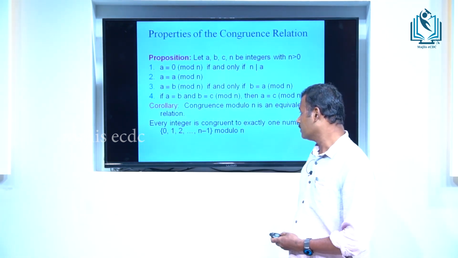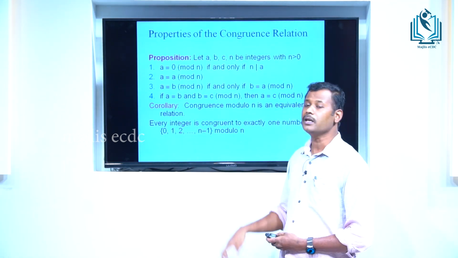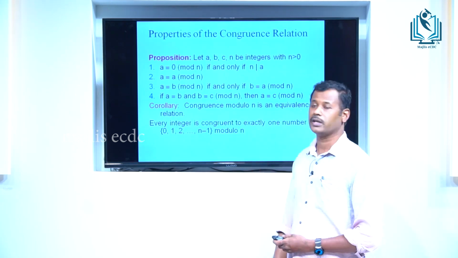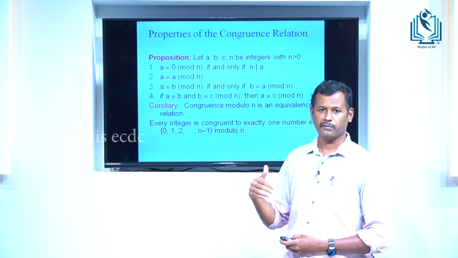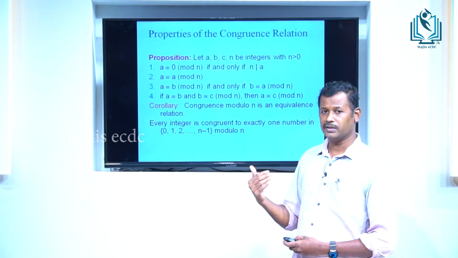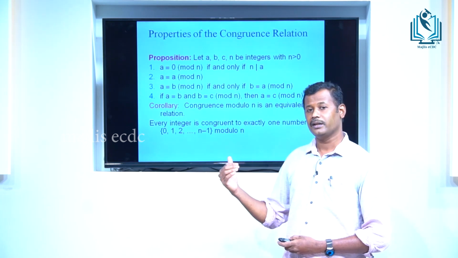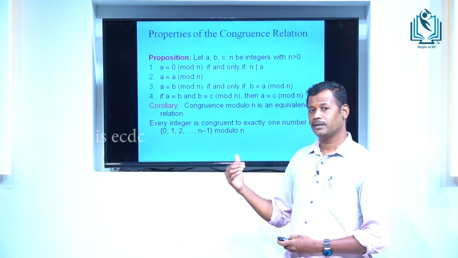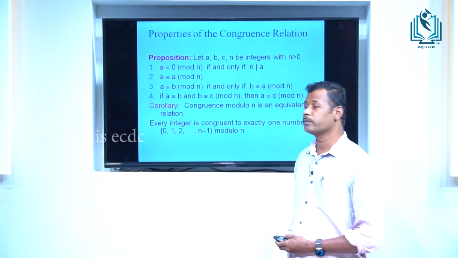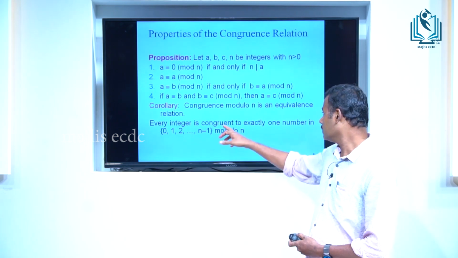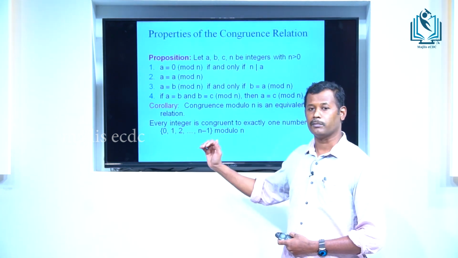Next, every integer is congruent to exactly one number in 0, 1, 2, ..., n minus 1 modulo n. That means if we choose a number n, then 1, 2, 3, ..., n minus 1 are less than n. Any number lies between 0 and n minus 1. That is the remainder of that number.